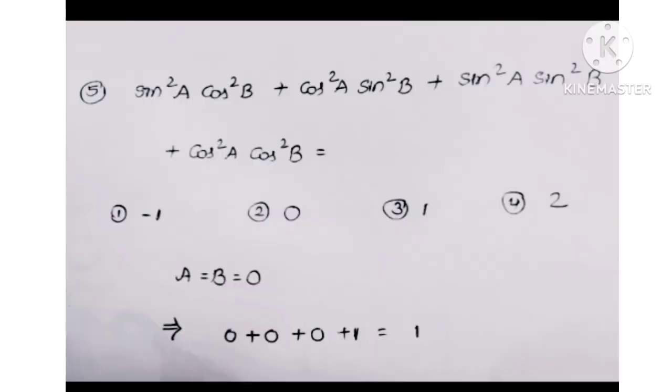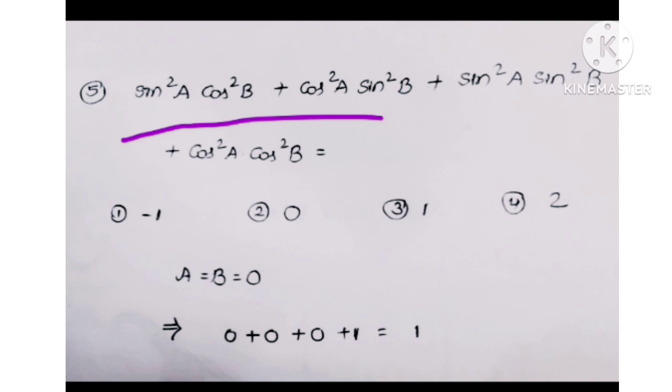The question is sin square a into cos square b plus cos square a into sin square b plus sin square a into sin square b plus cos square a into cos square b. Okay, see this one. Already I told you that if you get sine or cos functions, then it is easy to find the value by replacing the angles with 0 or 90. Understand? So here I am simply replacing a is equal to b is equal to 0. In this question I am replacing the two angles as 0, 0.